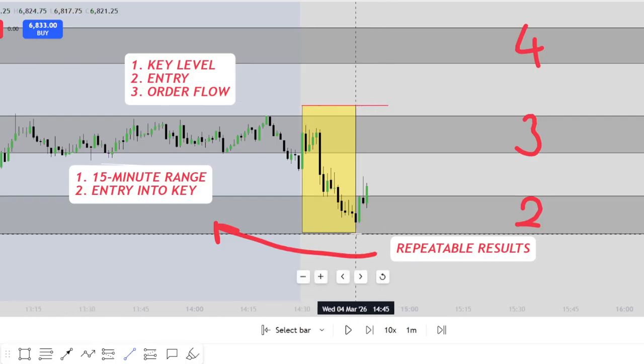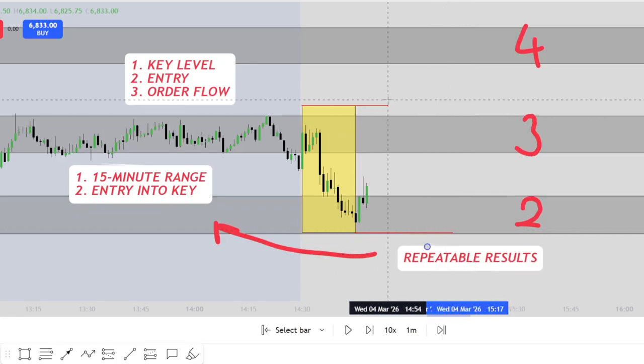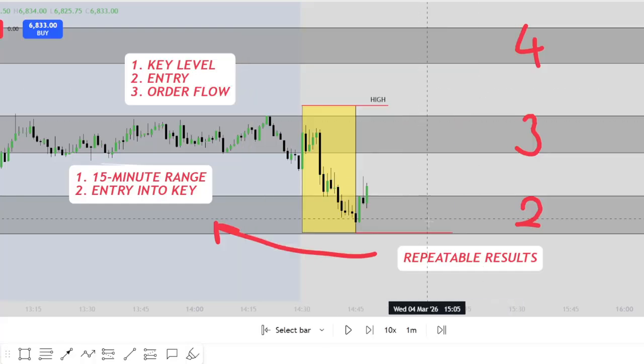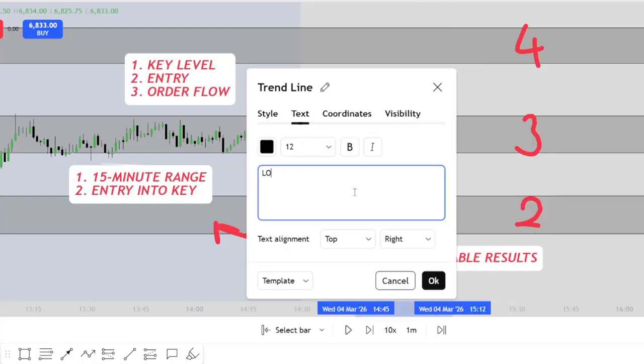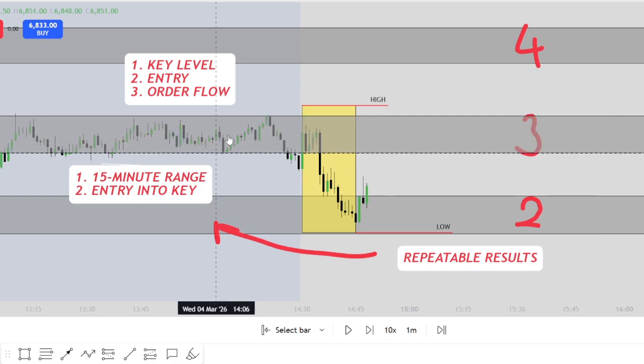You're looking for a 15-minute range break. So this is now the 15-minute high and low, right? This is the low down here and this is the high. Let's just label those. So this is the 15-minute high and this now is the 15-minute low. These are the two things that matter in the first 15 minutes, the high and the low.